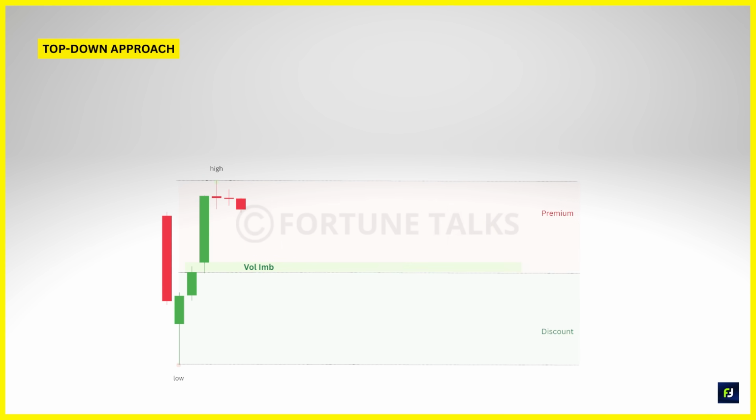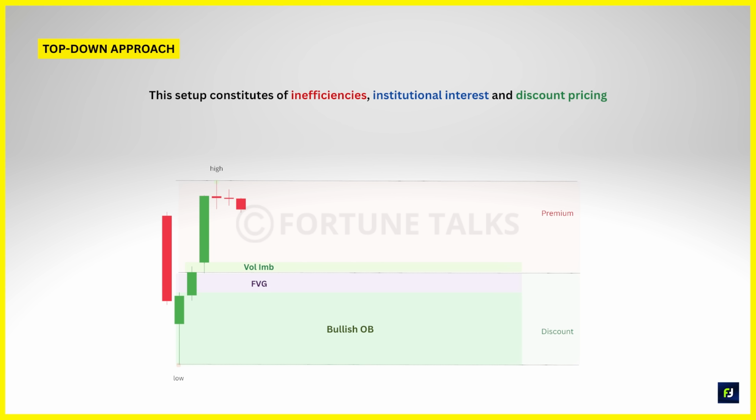Here you can see a bullish volume imbalance formation. Now, if you observe closely, you can see that a bullish fair value gap sits closer to this volume imbalance inside a discount zone. There could also be situations where you can get an order block along with a fair value gap and volume imbalance, thereby offering triple confluence like this. This particular setup constitutes an inefficiency, institutional interest, and discount pricing. This stacked alignment will give you a precise zone to take your entries from.